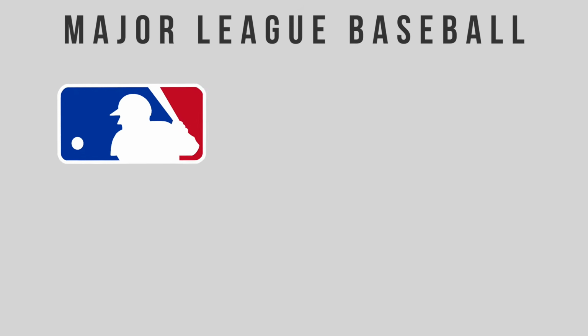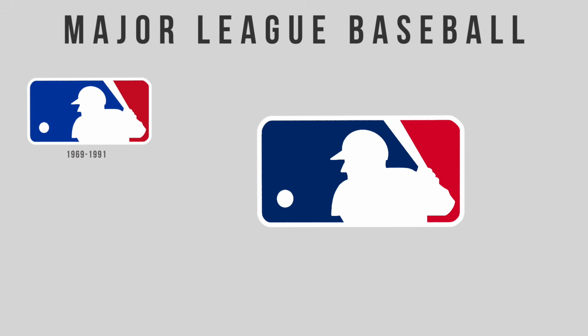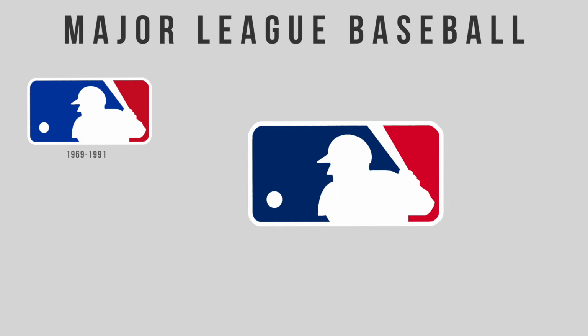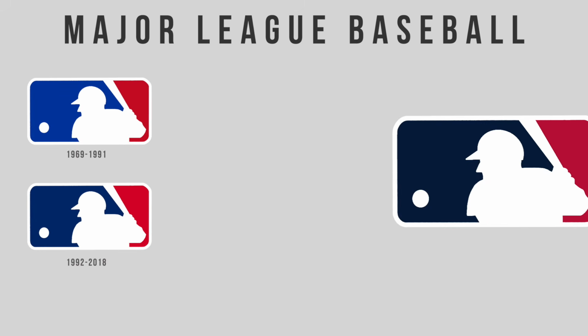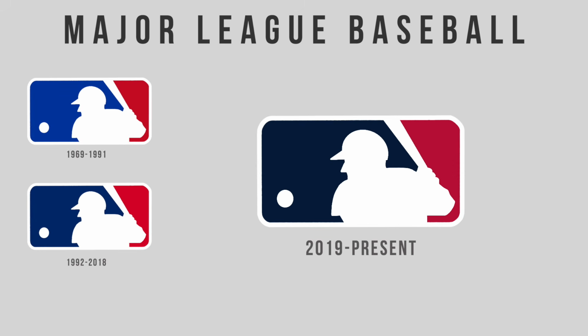In 1992, the logo was updated, altering the blue and red colors, making them slightly darker. And again in 2019, the colors became even darker to be an exact match of the red and blue colors used on the American flag. And that's how Major League Baseball got its logo. Now let's look at each of the clubs.